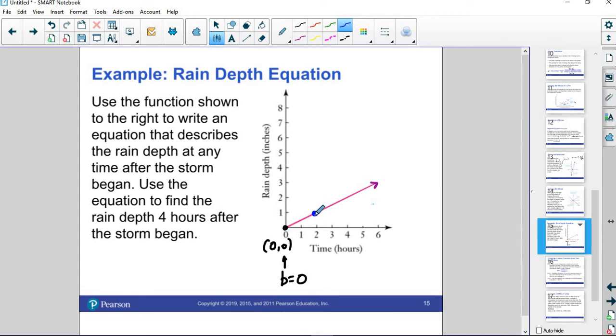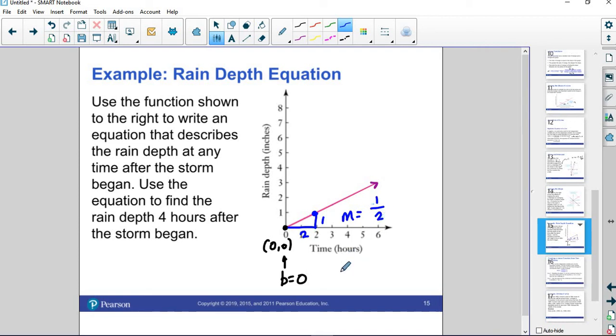So let's pick this point right here, which appears to be 2 and then 1. So we go to the right 2 and we go up 1. If you're doing a slope for that, the change of y is 1. That goes on top. The change of x is a positive 2. That goes on the bottom. So the slope is 1/2.